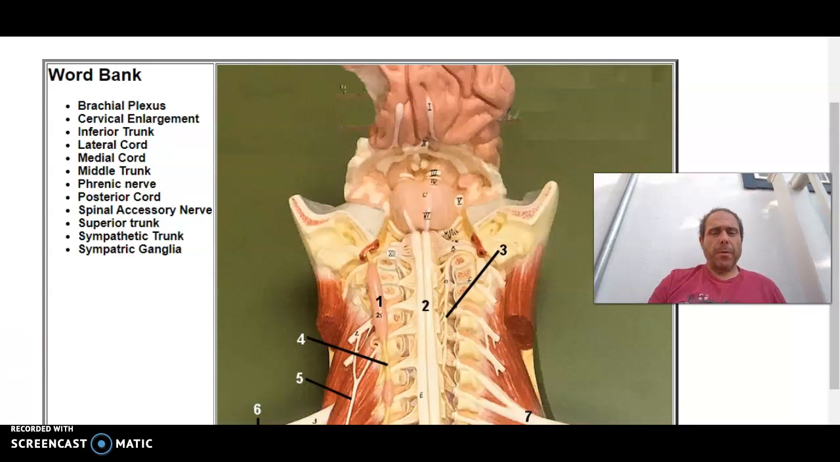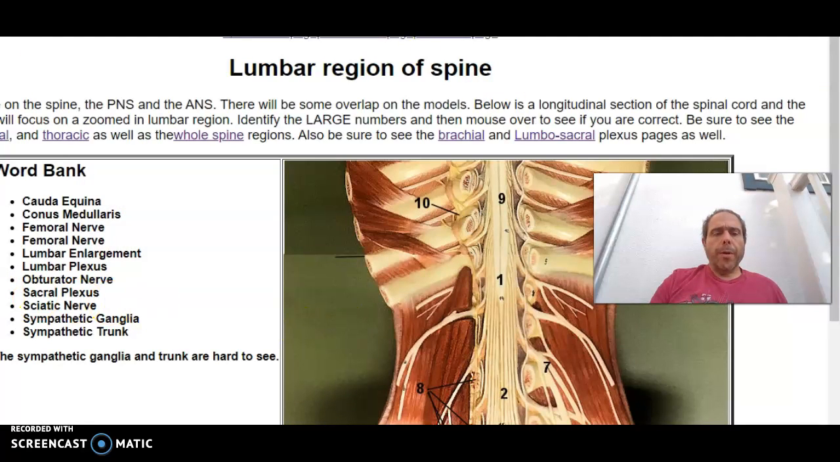We're then going to do the lumbosacral plexus. Yep, Auckland biology again. It's going to take you to the hot link. The password and login is there. So find the structures on here. Again, I want you to get an idea of where these nerves are.